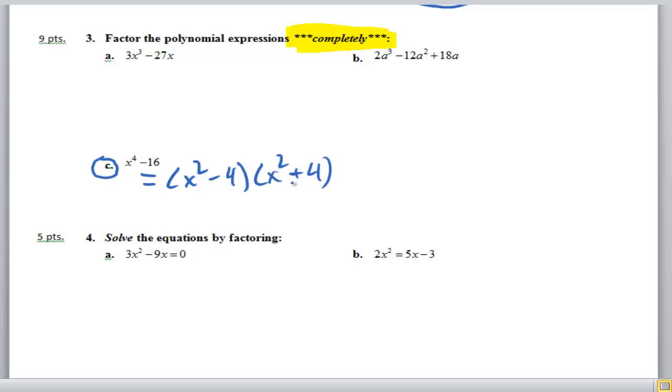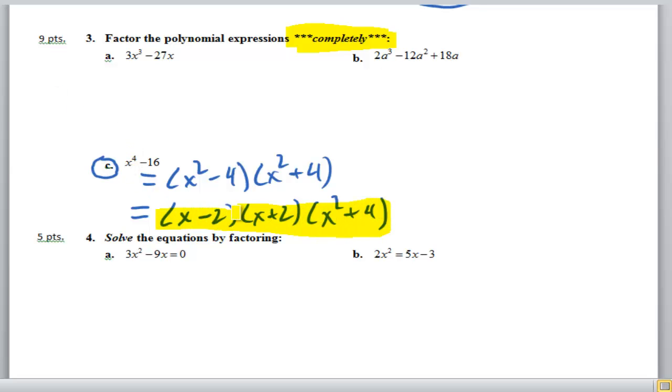Now x squared plus 4 is a sum of squares, so that's not going to factor anymore. But x squared minus 4 is a difference of squares, which is going to factor again. And that factors into x minus 2 times x plus 2, and then you just bring the x squared plus 4 down into the answer. So that was your answer there. x minus 2, x plus 2, x squared plus 4.